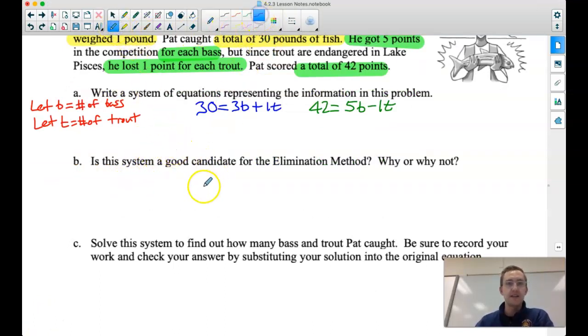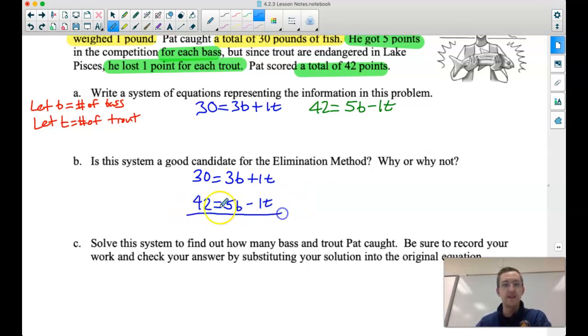So again, let's write these things on top of each other. That might make it a little easier to see. So we have 30 equals 3b plus 1t. Then we have 42 is equal to 5b minus 1t. So again, we're looking for things that could cancel out if we add these together. I think this positive 1t and negative 1t will cancel. If we add them together, we'll get 0 t's left. But everything else we can add together just fine.